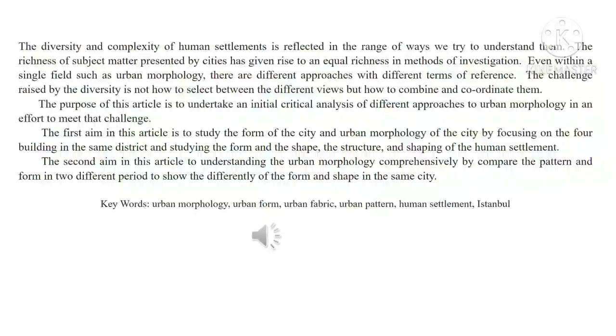The first aim in this article is to study the form of the city and urban morphology of the city by focusing on four buildings in the same district, and studying the form and the shape, the structure and the shaping of the human settlement. The second aim is to understand urban morphology comprehensively by comparing the pattern and form in two different periods, to show the difference of the form and shape in the same city. The keywords that I use in this video and article: urban morphology, urban form, urban fabric, urban pattern, human settlement in Istanbul.